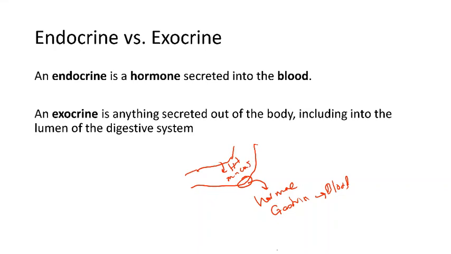Those are exocrines. So an exocrine is technically anything secreted out of the body, which means into the lumen of the digestive system counts as an exocrine. So when you're trying to figure out, is a chemical I'm talking about an endocrine or an exocrine, the question you have to ask is, is it going into the blood? Is it acting as a hormone? Versus, is it going into the lumen? Is it going out of the body? So that's how you can keep those clear, I hope.